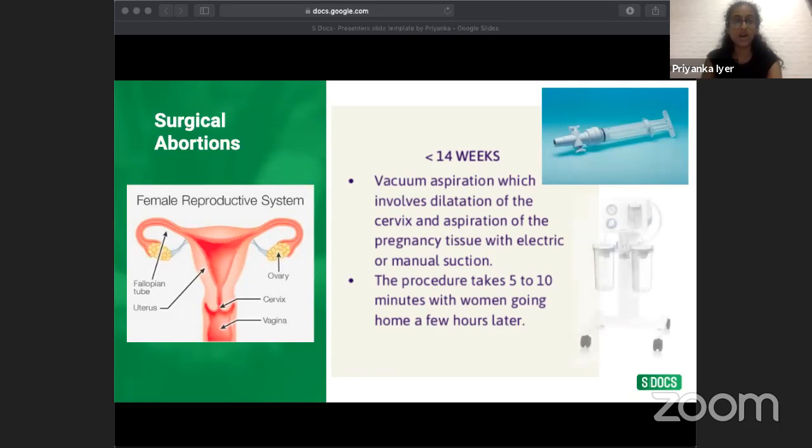So a vacuum aspiration is done either with a manual suction, which is this device that you can see now, or an electric suction device. And for these procedures, misoprostol is sometimes inserted into the vagina to help soften the cervix. And this makes the whole procedure much more comfortable for the woman. So after the cervix is dilated, the pregnancy tissue is then aspirated using the suction device. And the entire procedure takes 5 to 10 minutes, and women can go home a few hours later. If women are having a general anesthetic, they need to fast, and it's done as a day case procedure. Many women can go to work the following day if they prefer. Abdominal pain is minimal, and vaginal bleeding can last up to a week.